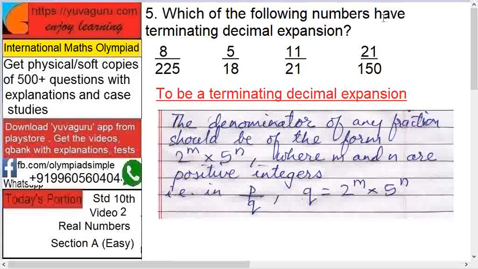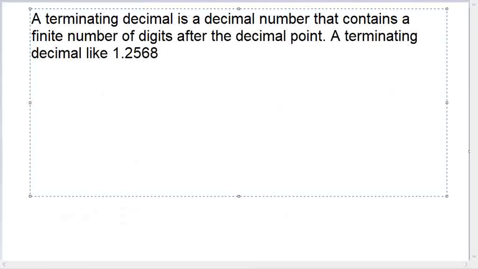Which of the following numbers have the terminating decimal expansion? Now what is a terminating decimal expansion? A terminating decimal is a decimal number that contains a finite number of digits after the decimal point. Finite means which can be counted, which have an end. A terminating decimal like 1.2568 is terminating because after the point you can count the digits. After 8 there is nothing, so that is called terminating.